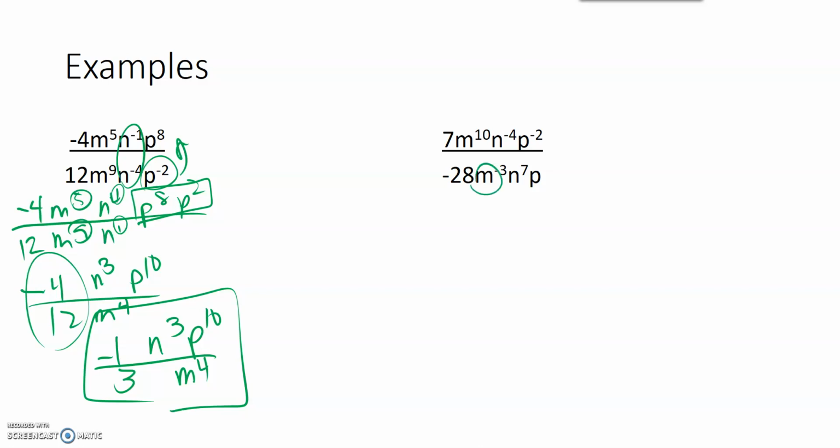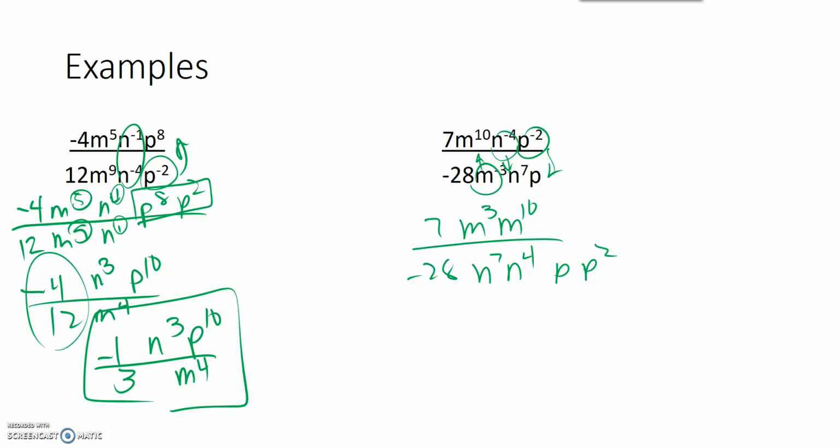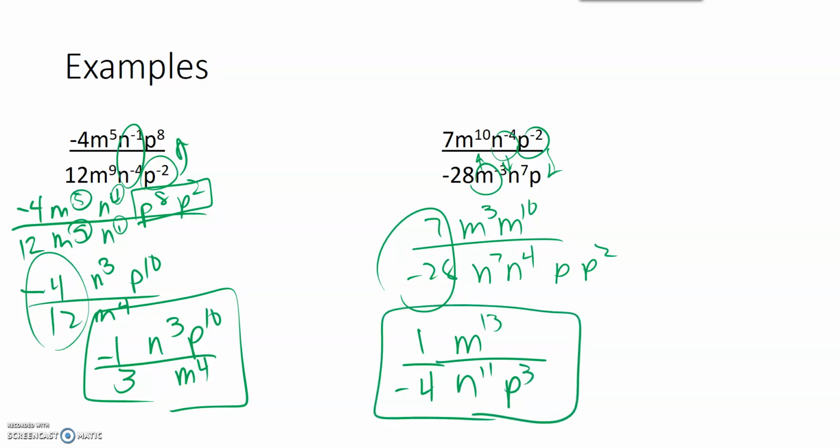The next one here, my m is going to move, my n is going to move, and my p is going to move. So 7 over -28, m cubed, m to the 10th, over, and everything else is moving down to the bottom. P2. Okay, I noticed that they're all on the same level here, so I'm going to go ahead and simplify these. That would be 1 over -4, m to the 13th, n to the 11th, p to the 3rd. And nothing cancels there, so that would be our answer.